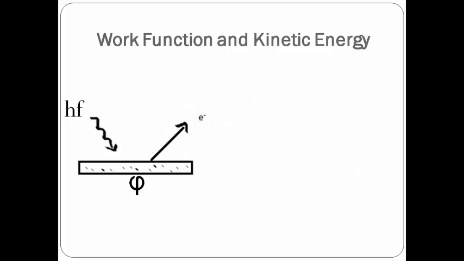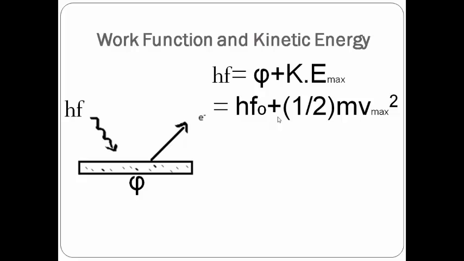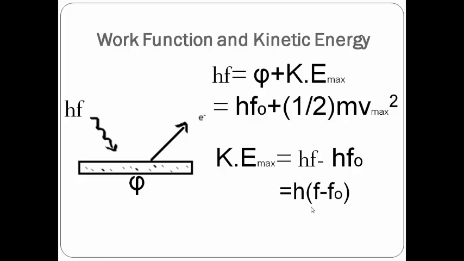Now work function and kinetic energy. Since we have established some definitions, let us relate them by equations. You incident hf amount of energy. Part of the energy is used by the electron, that is the work function, to leave the metal surface, and then the rest of the energy is utilized as kinetic energy. So hf will be phi plus Ke max, or hf0 plus half mv square. We know the rule for kinetic energy. Or we can also find kinetic energy by rearranging the equation. Kinetic energy maximum is hf minus hf0, or taking h common, h(f minus f0).